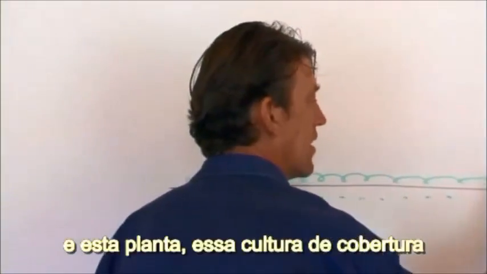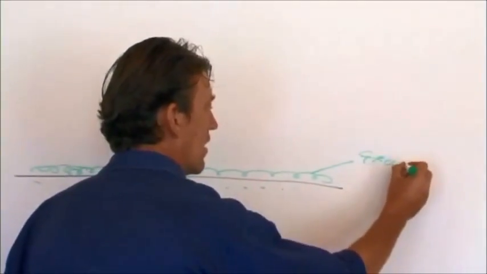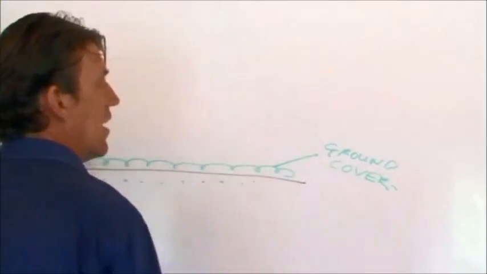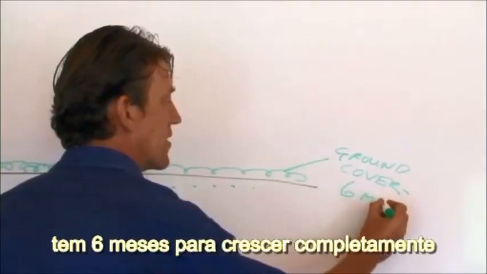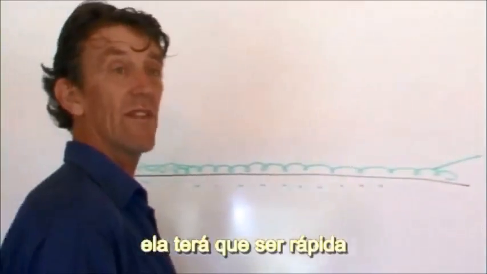So there's nitrogen fixation in the soil. And this ground cover can be mass planted, and it's only going to live for one season. It's got 6 months to get all its growing done. So it has to do everything fast.